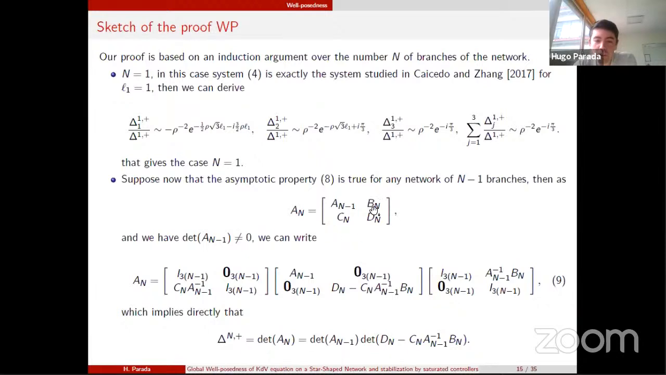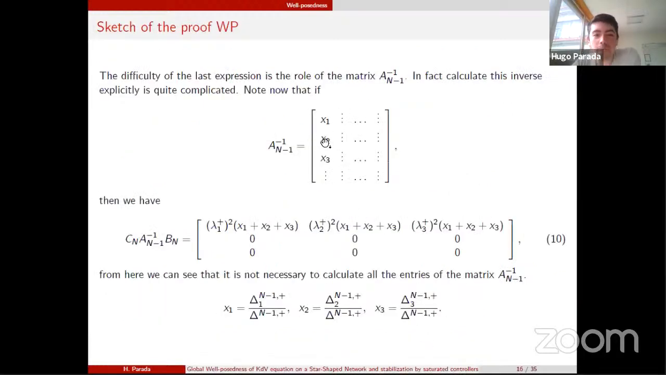And by the block decomposition, we write this matrix En in this form. What is important is that, with this block decomposition, the determinant of En is given by the determinant of En minus 1 times the determinant of this part, which is good because here is actually the determinant of En minus 1, which is the past case. But here we have this matrix product, which involves the inverse of an n minus 1 matrix. But for that, you can see the following.